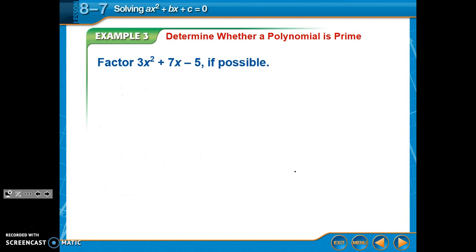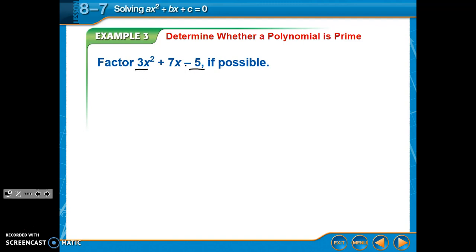Okay, number 3, determine whether a polynomial is prime. Okay, so we want to try and factor this if it's possible. And there might be cases where we can't find that perfect combination that gives us what we're looking for. So if we're using our AC method, well, first we're going to look to see if there's anything we can pull out. Between 3, 7, and 5, we can't because they're all prime numbers. So I'm going to do my AC method.